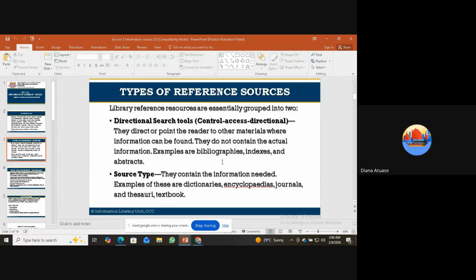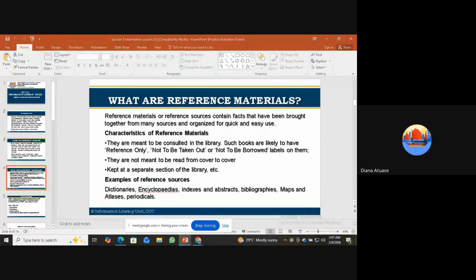Then the source type is where you can find the main information that you are looking for. So, for example, dictionaries, encyclopedias, journals, thesaurus, and textbooks. They are all examples of reference material. We also have bulletins and reports. There are many. They are all examples of the source type. They contain the information that one needs. We want to look at what a reference material is. What's a reference material?